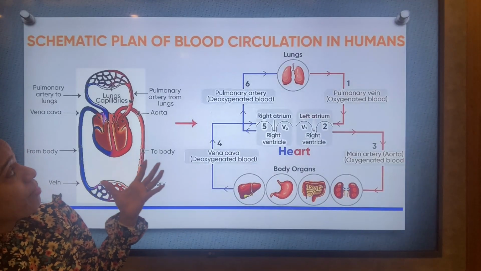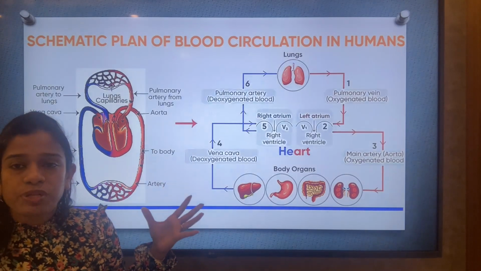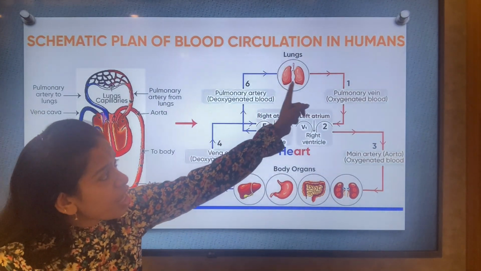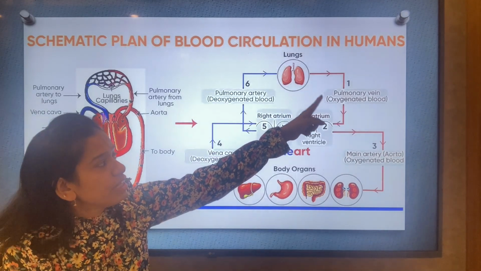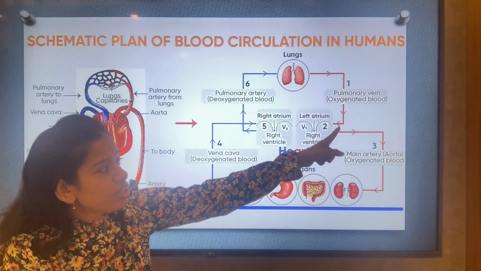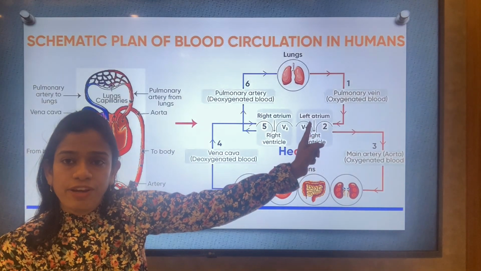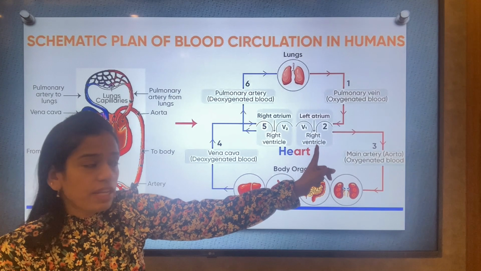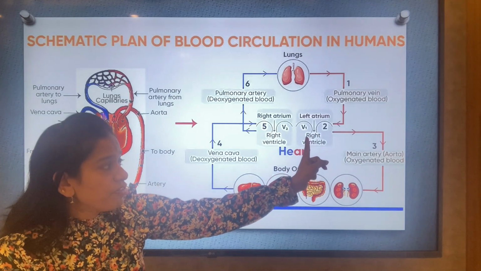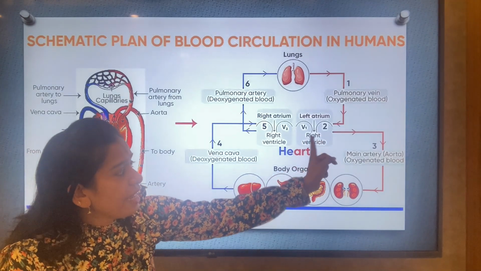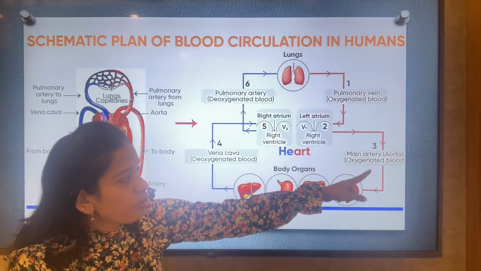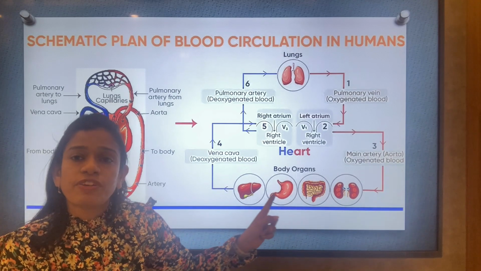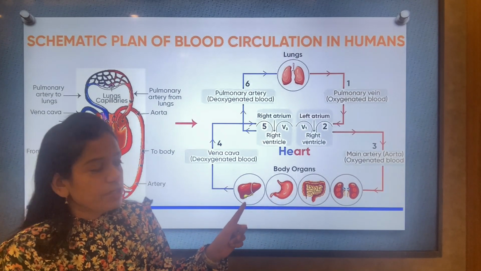So this is the schematic representation of the process of double circulation. You can see this is the lungs, which give the oxygenated blood through the pulmonary vein. The oxygenated blood enters the left atrium, which I showed you, and it moves through the bicuspid valve or the mitral valve into the ventricle, and from there it comes out through the main artery, that is the aorta, taking it to all the different parts of the organs of the body.